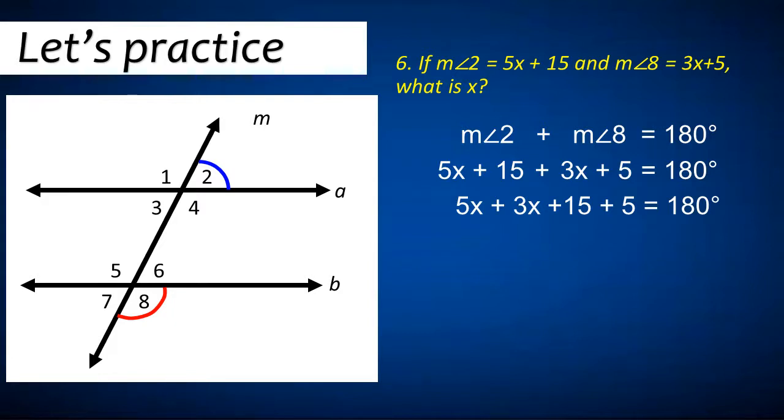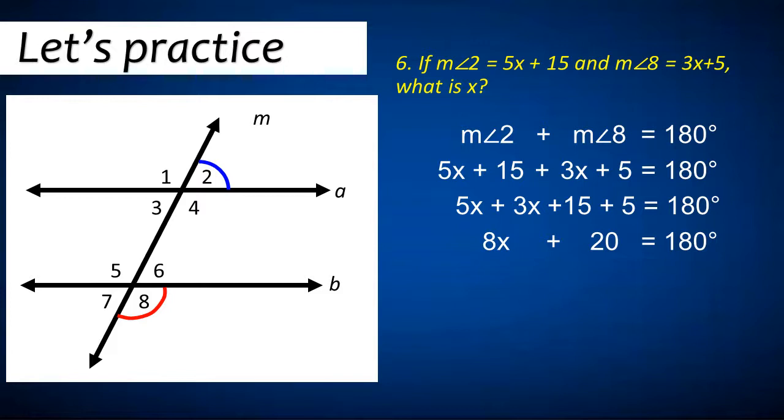Next, sino ba yung like terms dito? Diba si 5 at saka si 3? Wala akong binagong sign dahil hindi naman siya lumipat ng equal sign or hindi siya nag-transpose. Nasa kaliwa pa rin sila ng equal sign, meaning nagpalit lang sila ng position. So, 5x plus 3x is 8x. 15 plus 5 is 20 is equal to 180. And then, tingnan nyo kung sino ulit yung like terms dyan.